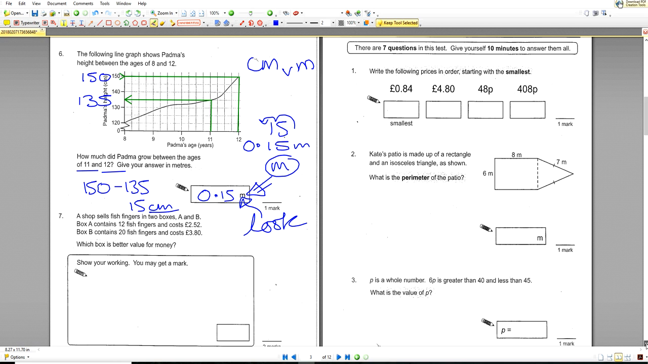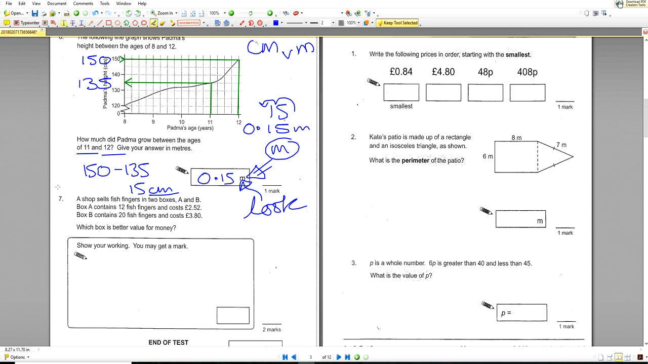Last question now for this test paper. Question number 7. A shop sells fish fingers in 2 boxes, A and B. Box A contains 12 fish fingers at the cost of £2.52, so 252 pence. And box B contains 20 fish fingers and they cost 380 pence. Which box is better value for money?